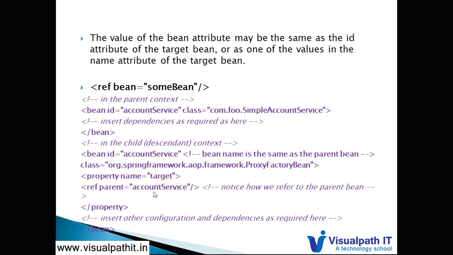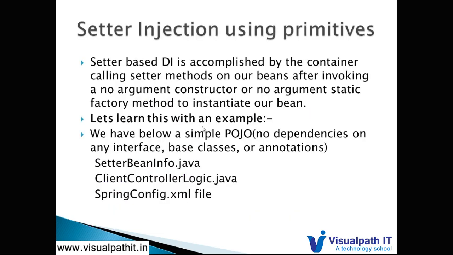This ref parent is just the name of the parent bean. Next comes the setter injection with primitives. For this, again, we need to recall the dependency injection or the inversion of control concept. As we all know, it's the most important concept of Spring, and dependency injection makes our code loosely coupled or lightweight, meaning it helps to manage the dependency between the objects using the configuration.